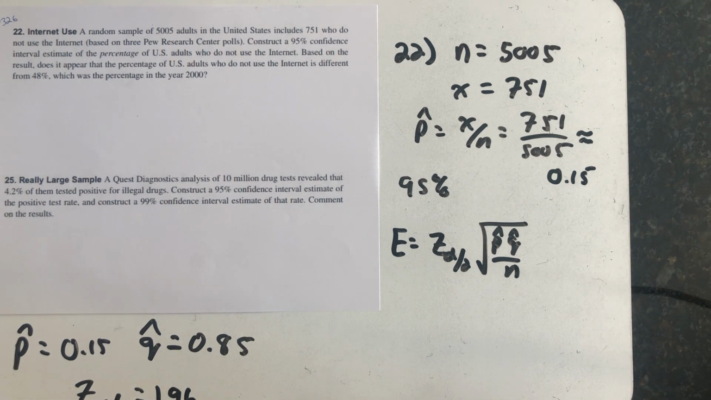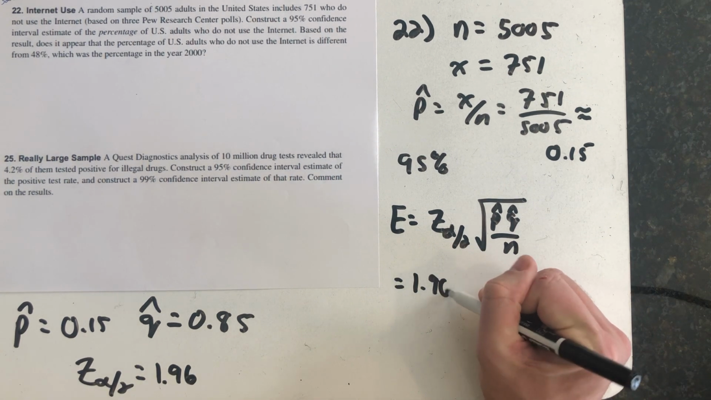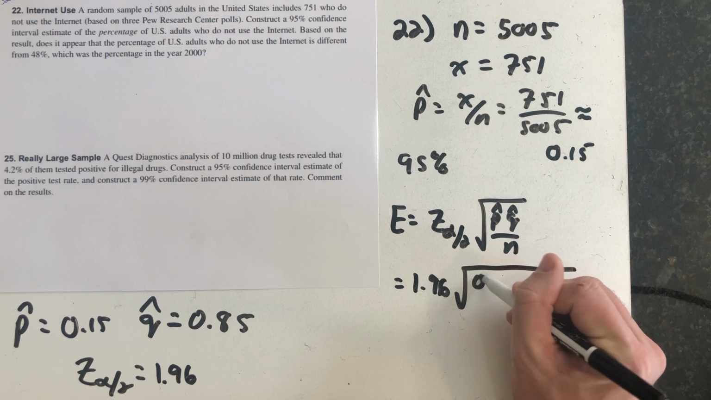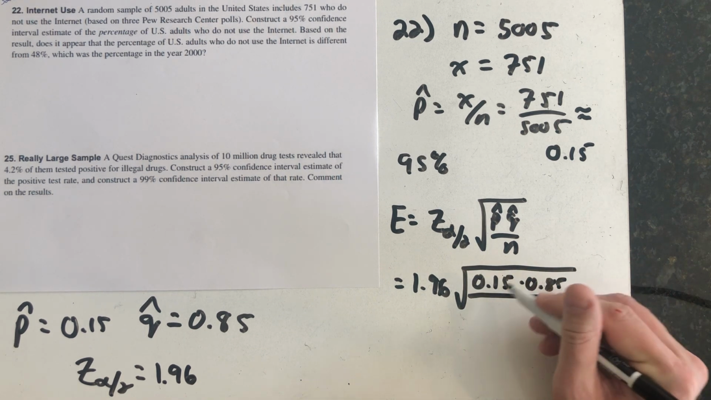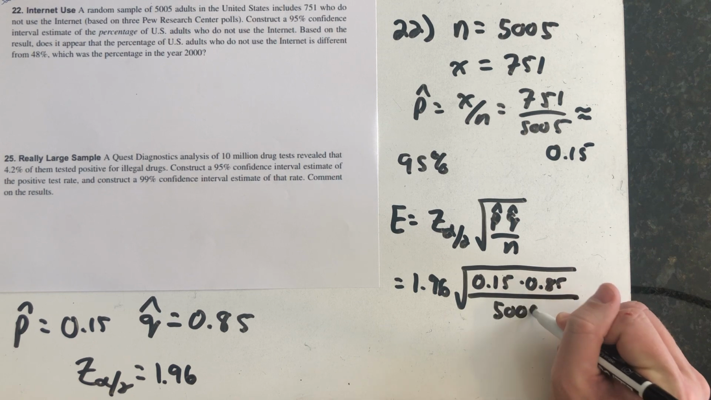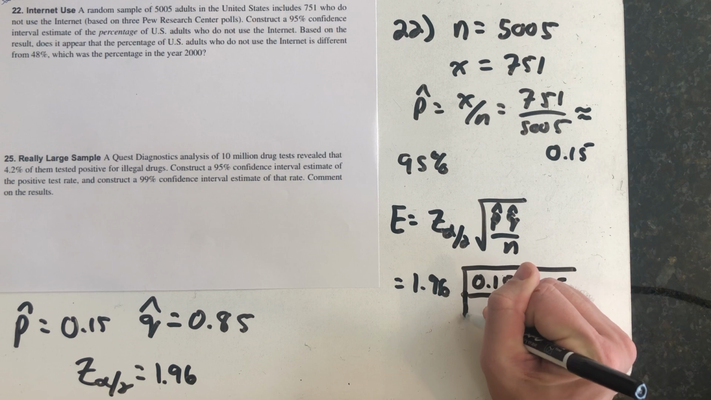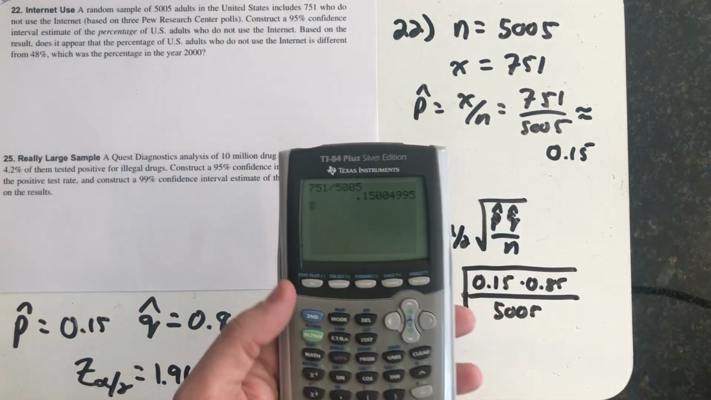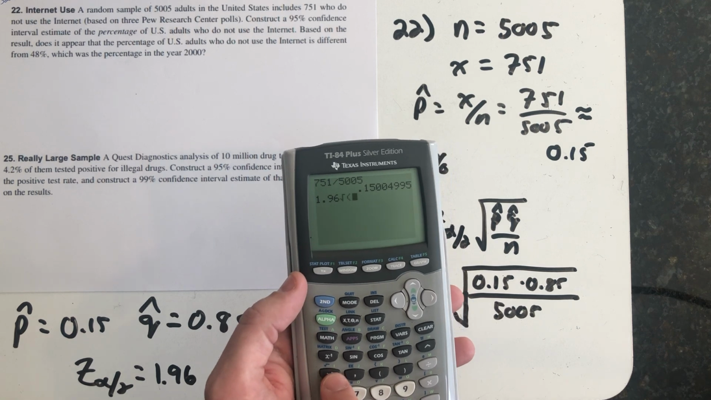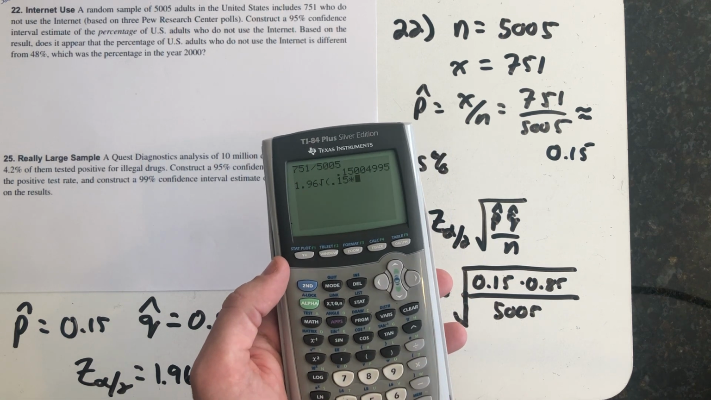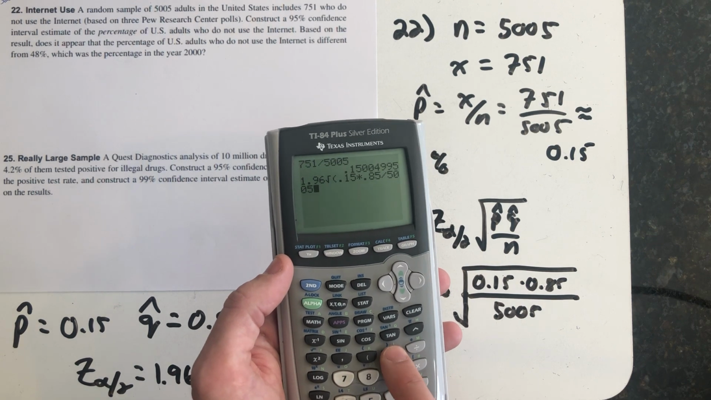So now I'm ready to calculate my margin of error. All over the sample size of 5,005. Now that square root's over everything. I'm not real happy with the way that looks, so let's make sure that extends all the way down. All right, so let's see how to calculate that. 1.96 times the square root of 0.15 times 0.85 divided by 5,005.